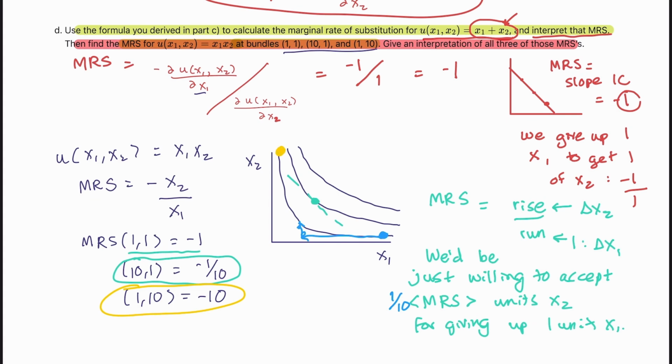This is saying, plug in 10, we'd be just willing to accept 10 units of x2 to give up 1 unit of x1. So that's going from, we'd be just willing to accept 10 units of x2. So it's always bringing us to the left here. So we'd need 10 units of x2 to give up 1 unit of x1 here.